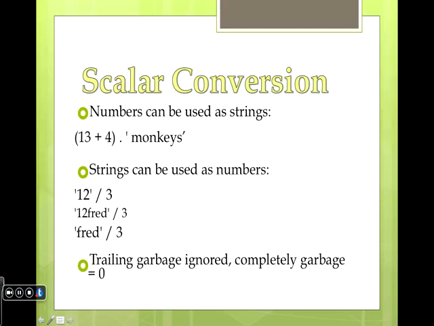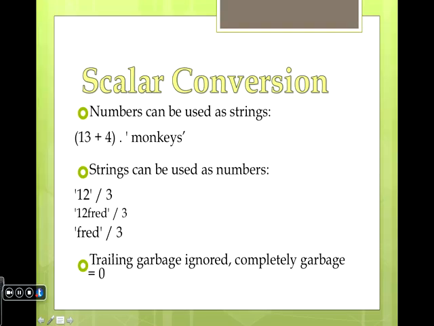Scalar conversion: it automatically knows when it should use a value as a number and when it can use it as a string. Here 13 plus 4, it does the operation and sums it up to 17. Now when it sees the period, it knows that it's going to concatenate 17 with monkeys, no space, as a string. So it will convert it to a string and add them together.